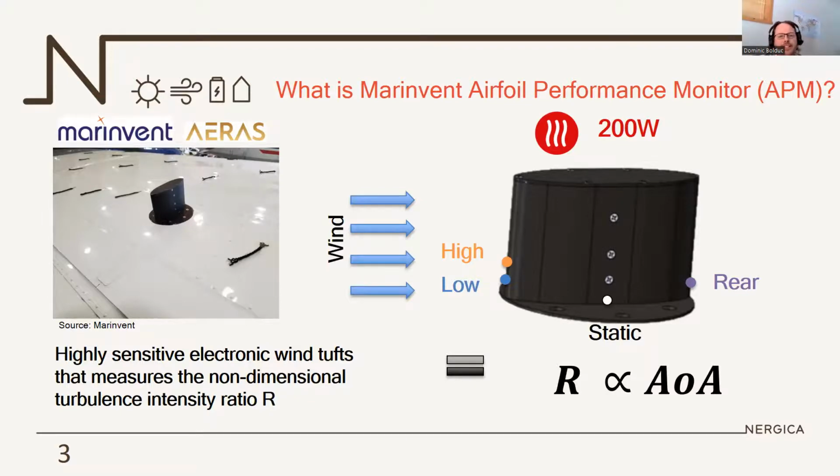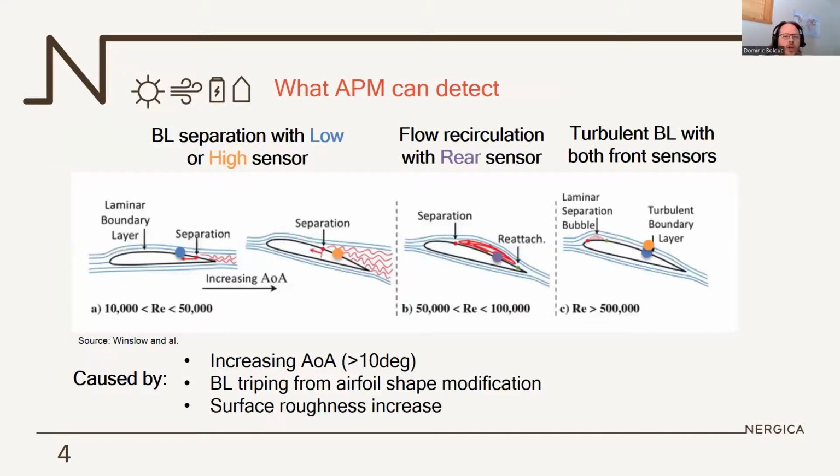Also note that this sensor is heated, because it's used on the airplane to detect stall when there's icing on the leading edge. So it's a stall indicator for the pilots. So what can it detect? Normally this is where I would talk about angle of attack and Reynolds number, but with the audience that I see, I think I don't have to explain what they're for.